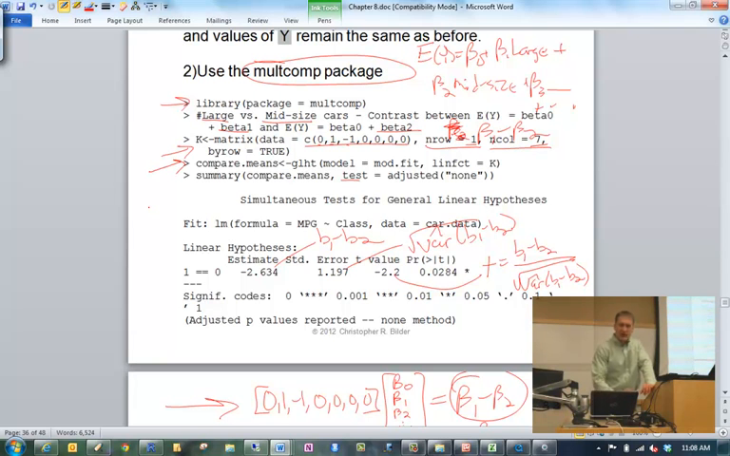I use the glht function to do some preliminary calculations, and then use the summary function to actually do the test for me. So as I have marked on here already from last time, B1 minus B2 is negative 2.634. So that's the estimate of beta 1 minus beta 2. We have the corresponding standard error, the corresponding t-test, and the p-value of 0.0284. So there's marginal evidence of a difference in means between large and mid-sized cars.